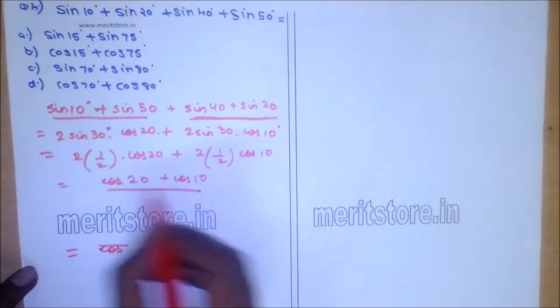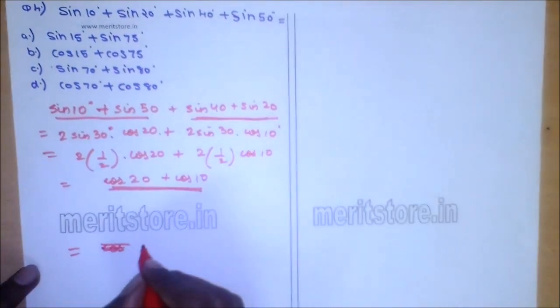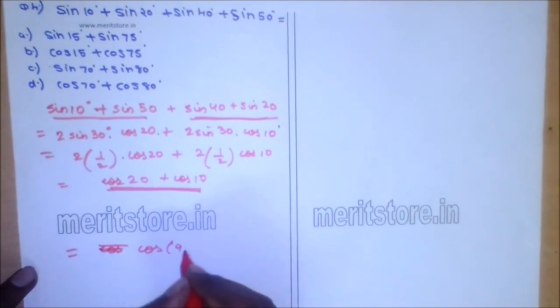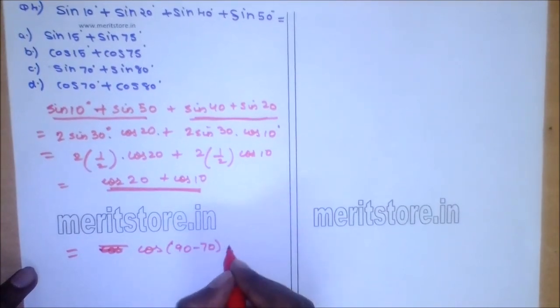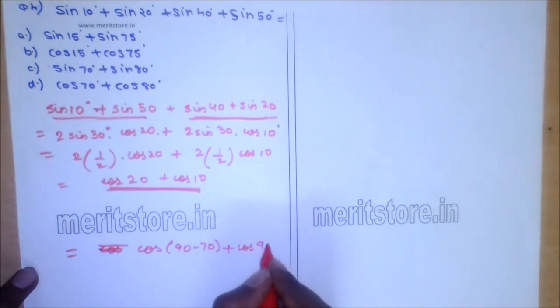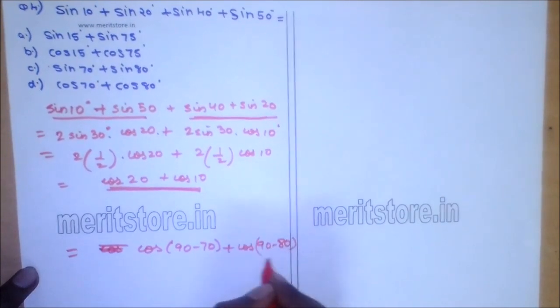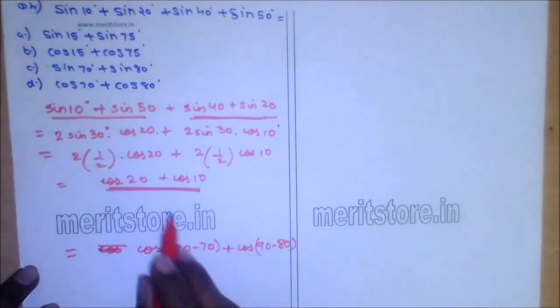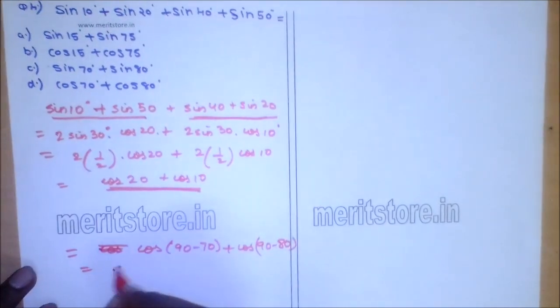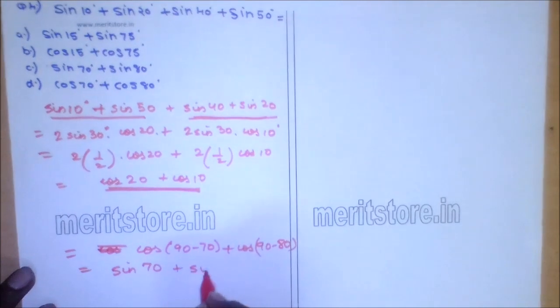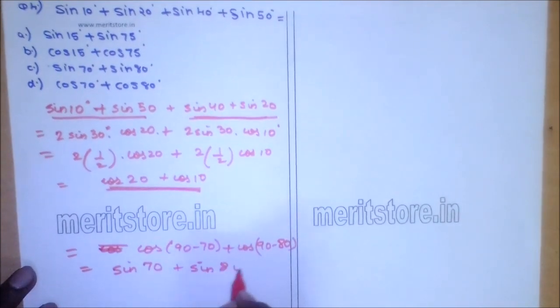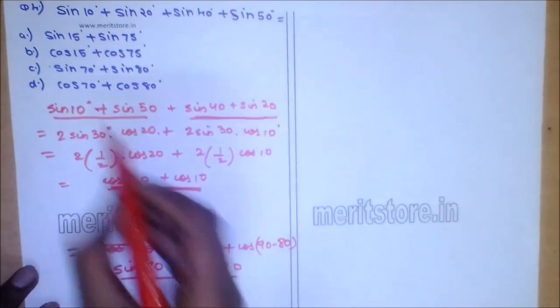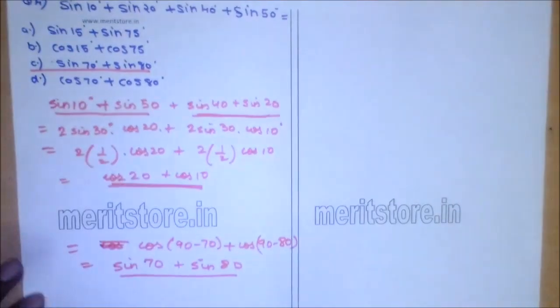So this can be written in an alternative way as cos of 90 minus 70 plus cos of 90 minus 80. 90 minus 80 is 10, 90 minus 70 is 20. So we get sin 70 plus sin 80, which is option number C.